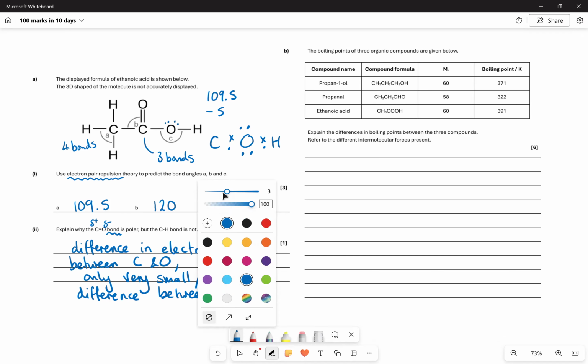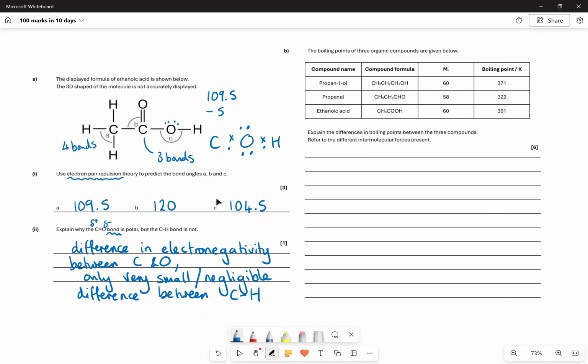Okay, I think I might need to make my pen a bit thinner for the next question if I'm going to fit in a 6 marker. So boiling points of 3 organic compounds are given below.